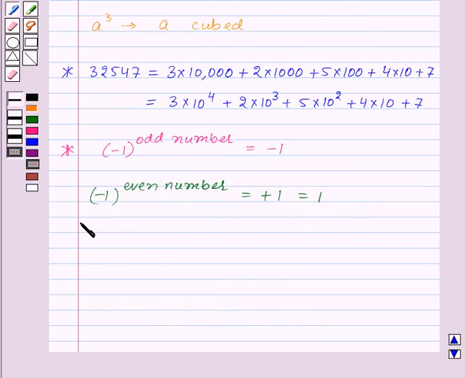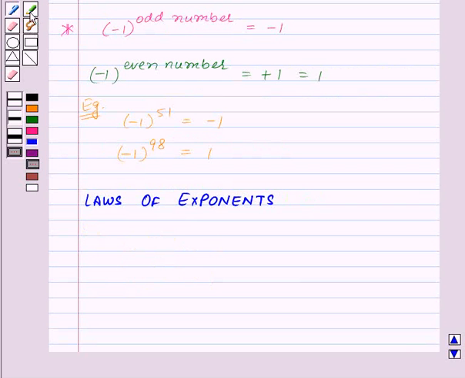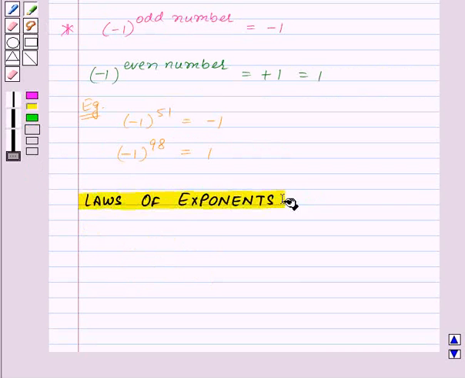For example, minus 1 raised to the power 51 will be equal to minus 1, because 51 is an odd number, and minus 1 raised to the power 98 will be equal to plus 1, that is 1, because 98 is an even number. Our next topic is laws of exponents.